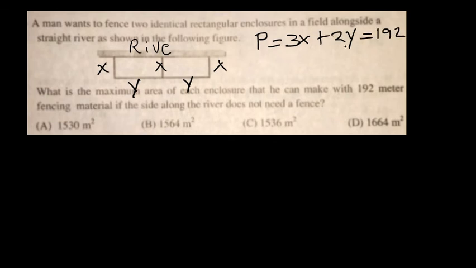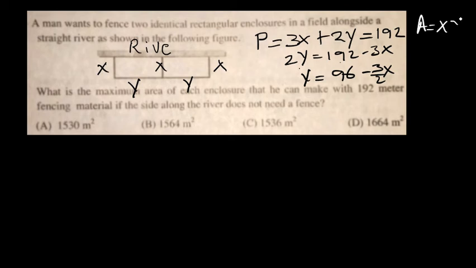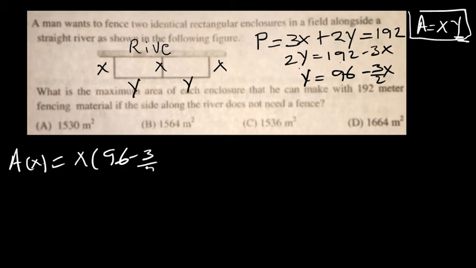And then we can find y from here. So 2y will be 192 minus 3x. If you divide by 2, y is equal to 192 divided by 2, which is 96, minus 3 over 2 x. Therefore, we need to find the maximum area that he can make. Remember, the area is x times y. We can substitute in place of y what we have here already. So A of x, now the area expressed in terms of x, will be x in bracket 96 minus 3 over 2 x. I replaced y. Therefore, A of x is going to be 96x minus 3 over 2 x squared.